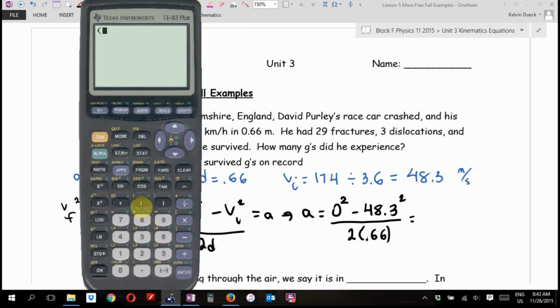Okay, so I'm going to go bracket 0 squared. I probably didn't need to type the 0 squared, but if there was a number there, that's where it would go, so I'll show it to you. Minus, answer button squared. Wasn't that clever? Divided by bracket 2 times 0.66. So in terms of meters per second squared, he experienced negative 1,769.8, which is high.